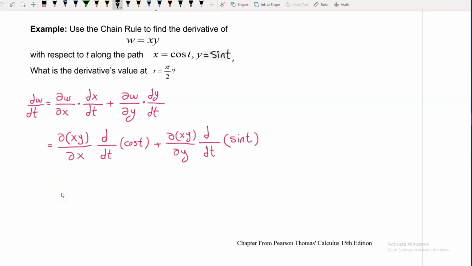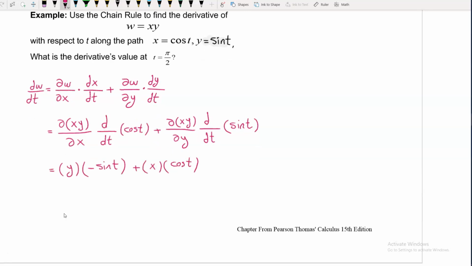And this is equal to the partial derivative of xy with respect to x. So here on this part, w is equal to xy. Then multiply by the derivative of cosine t with respect to t. So here x is equal to cosine t, plus the partial derivative of xy with respect to y multiplied by the derivative of sine t with respect to t. So here on this part, y is equal to sine t. So this is equal to y times negative sine t plus x times cosine t.